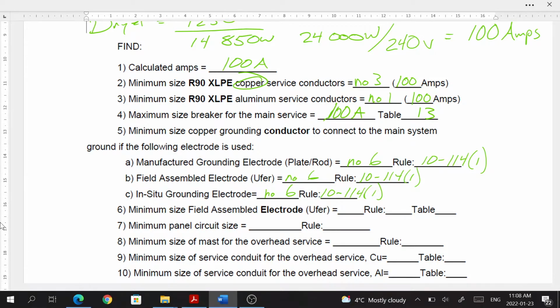Now, minimum size field assembled electrode, or a UFER, is basically, instead of using ground rods or a ground plate, you actually use a piece of conductor and lay that in the footing of the building, and that conductor is going to act as your ground. So you've got to size that UFER, or the field assembled electrode, according to Table 43.